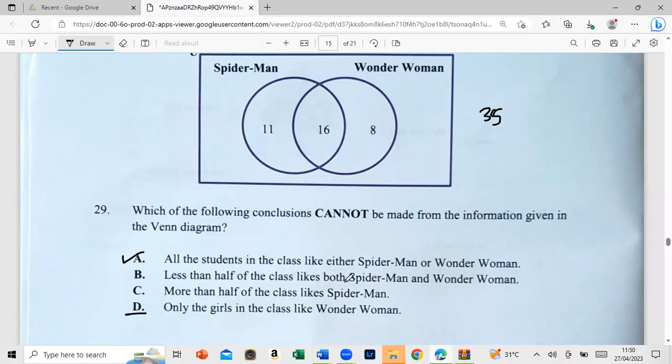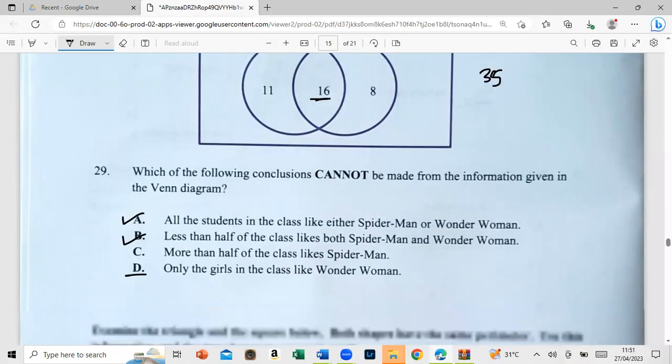Less than half of the students like both Spider-Man and Wonder Woman. So 11 plus 16, that's 27. 16 like both, so that checks out. More than half of the students like Spider-Man. That is true, because 27 persons like Spider-Man. So yeah, D would be correct. Alright, let's go. Hit the like button, guys.